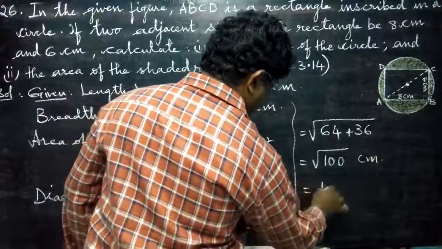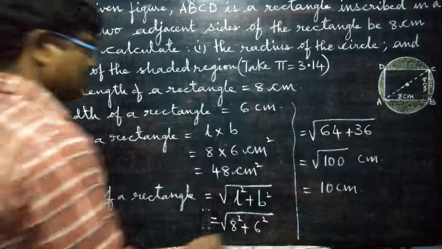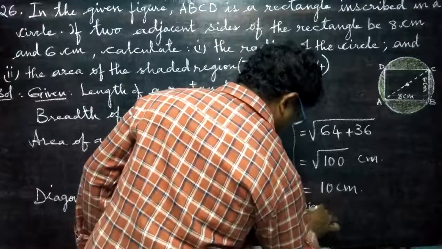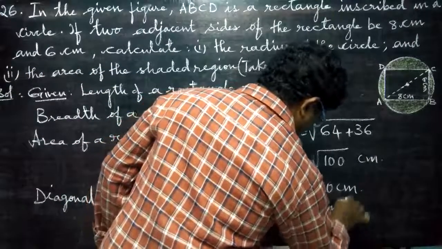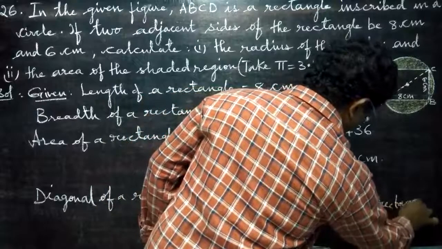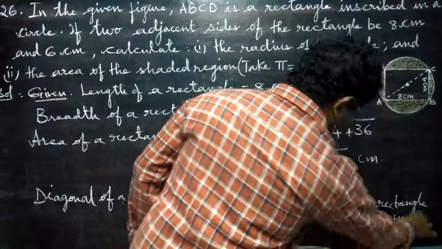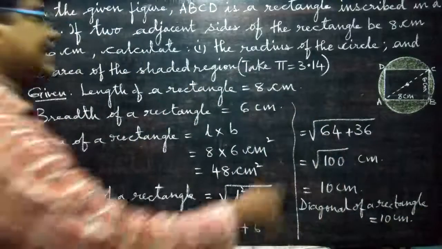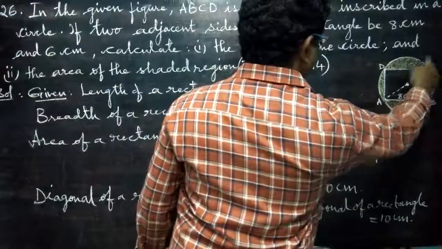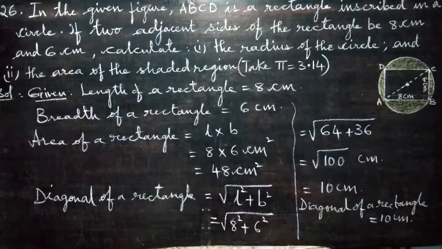What is the square root of 100? 10. 10 centimeters we got. What we got? Diagonal of a rectangle. Diagonal of a rectangle is equal to 10 centimeters. We know that diagonal of a rectangle is equal to diameter of a circle. That we will do.